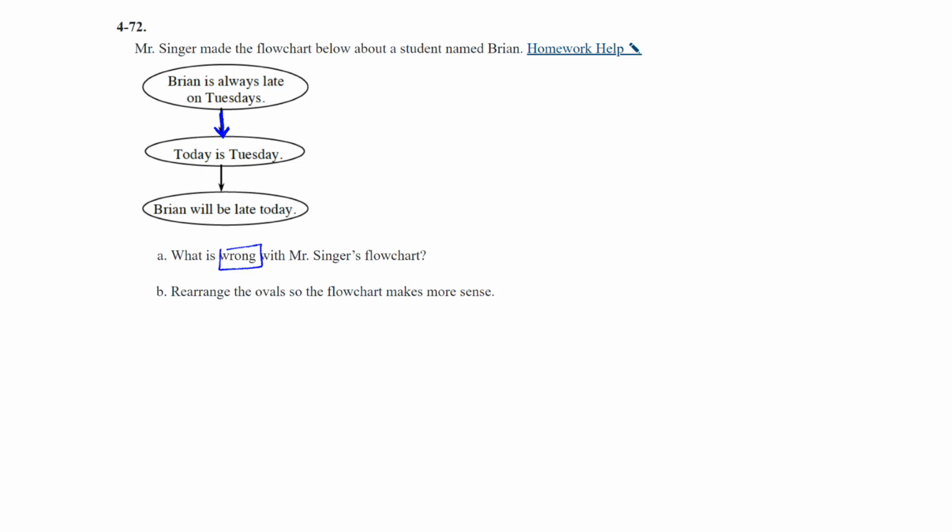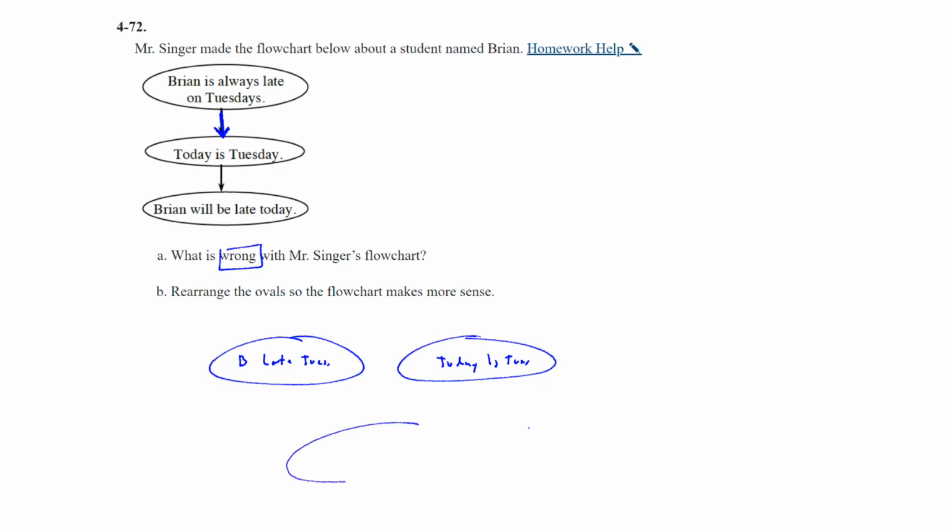Singer's flowchart. On B, it says rearrange the oval so the flowchart makes more sense. And so how we can fix this is to take and make two ovals with the top in terms of Brian is always late on Tuesdays. Just going to do some abbreviation here. So Brian is late on Tuesday, and then today is Tuesday. Then the third one is Brian will be late today.